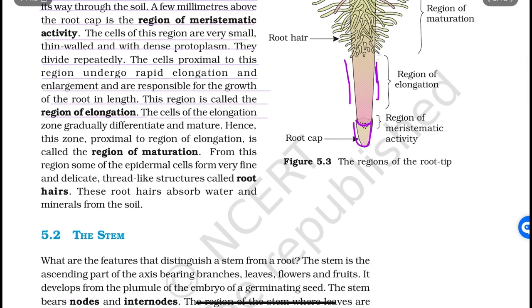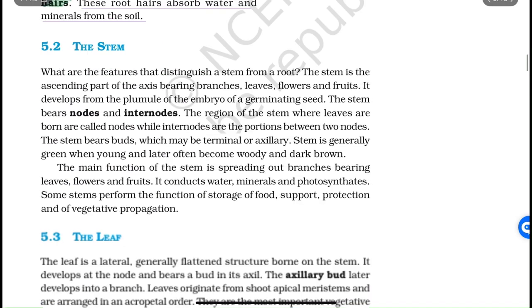The cells of the elongation zone gradually differentiate and mature. Hence, this zone proximal to the region of elongation is called the region of maturation. From this region, some of the epidermal cells form very fine and delicate thread-like structures called root hairs. These root hairs absorb water and minerals from the soil.